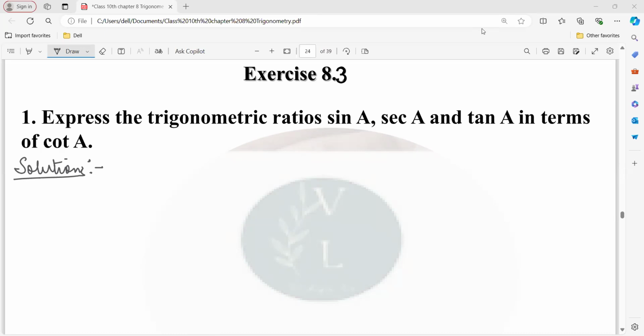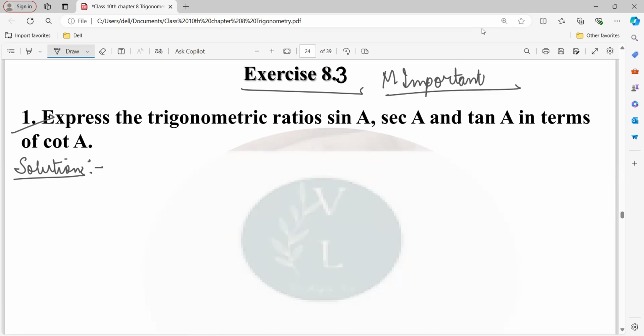In the last session, we completed exercise 8.2 of chapter 8, Trigonometry. Today we are going to start the next exercise, which is exercise 8.3, the most important exercise of the whole chapter. Okay, so let's start the first question.